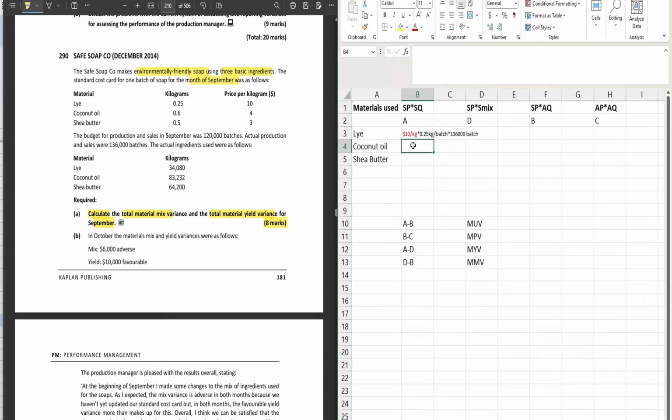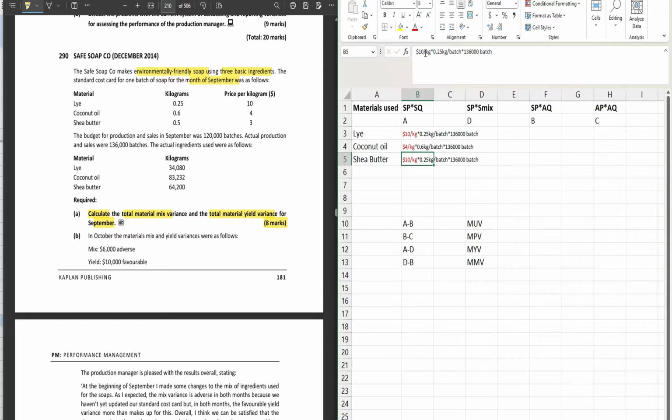Okay, so now I will copy this here as well. So for coconut, how much is the SP? SP is 4. And how much quantity of coconut oil is required to produce one batch is 0.6. And what is the actual production? It's 136,000 batches.